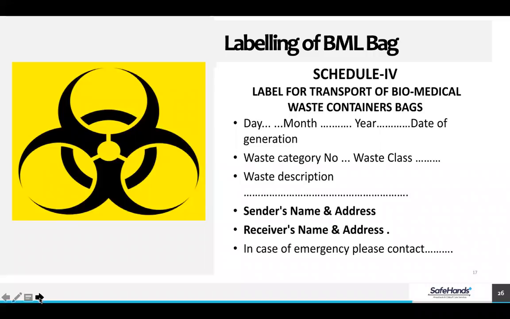Labeling of biomedical bag. Schedule 4, label for the transportation of biomedical waste. It contains the bag day, month, year, date of generation of waste, category, waste class, waste description, sender's name and address, receiver's name and address. In case of emergency, a contact number should be available on the bag.